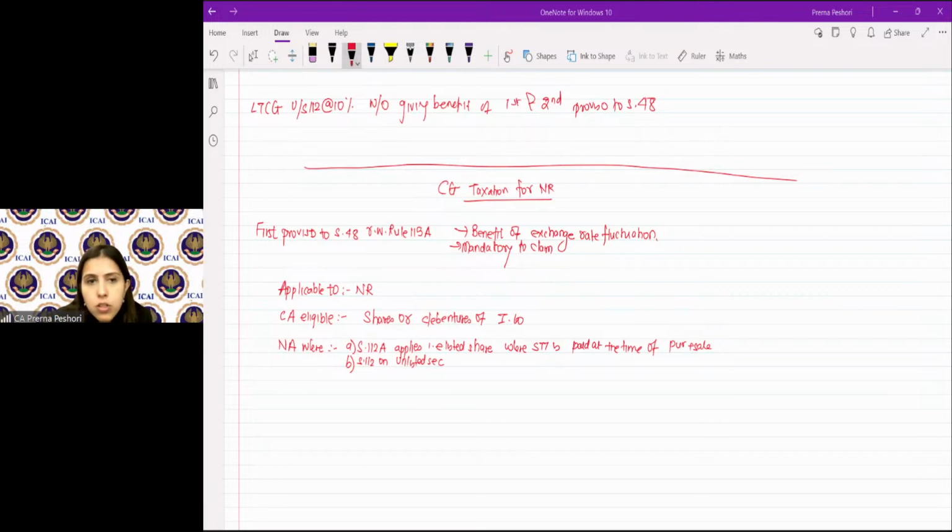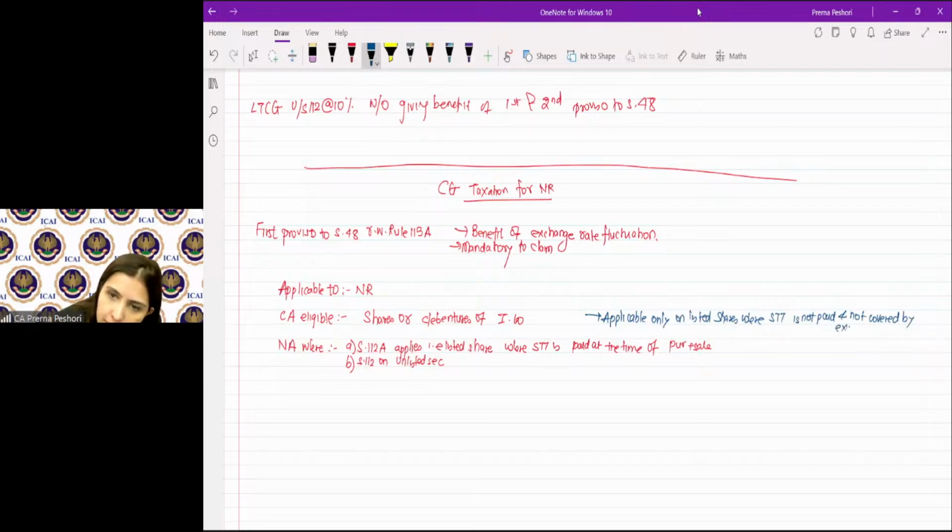Are we getting that? So basically you can write down: applicable only on listed shares where STT is not paid and not covered by the exceptions of section 112A. Clear? Yes or no? Okay, then how the exchange rate fluctuation benefit will be calculated?